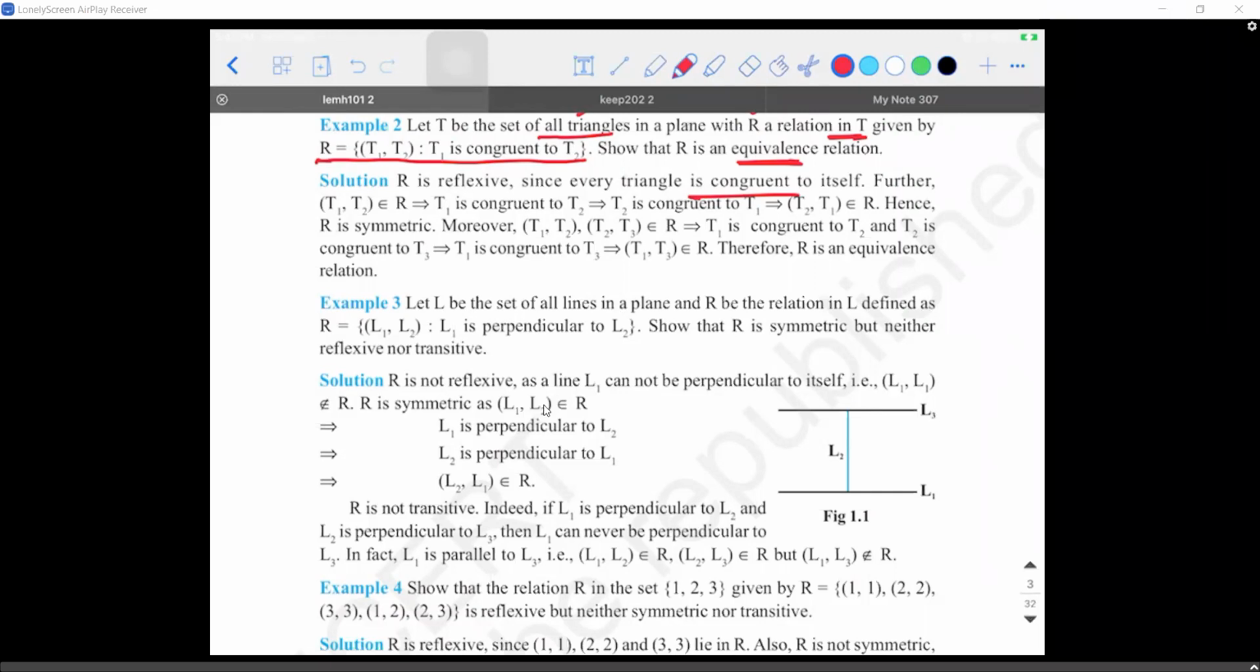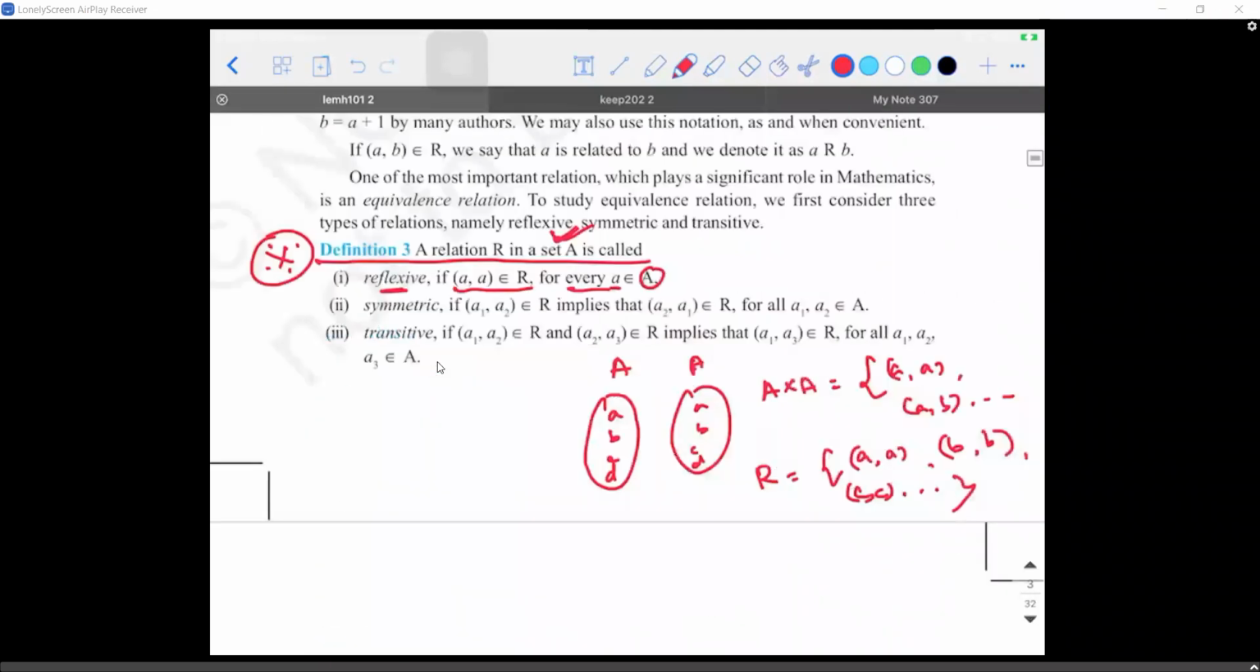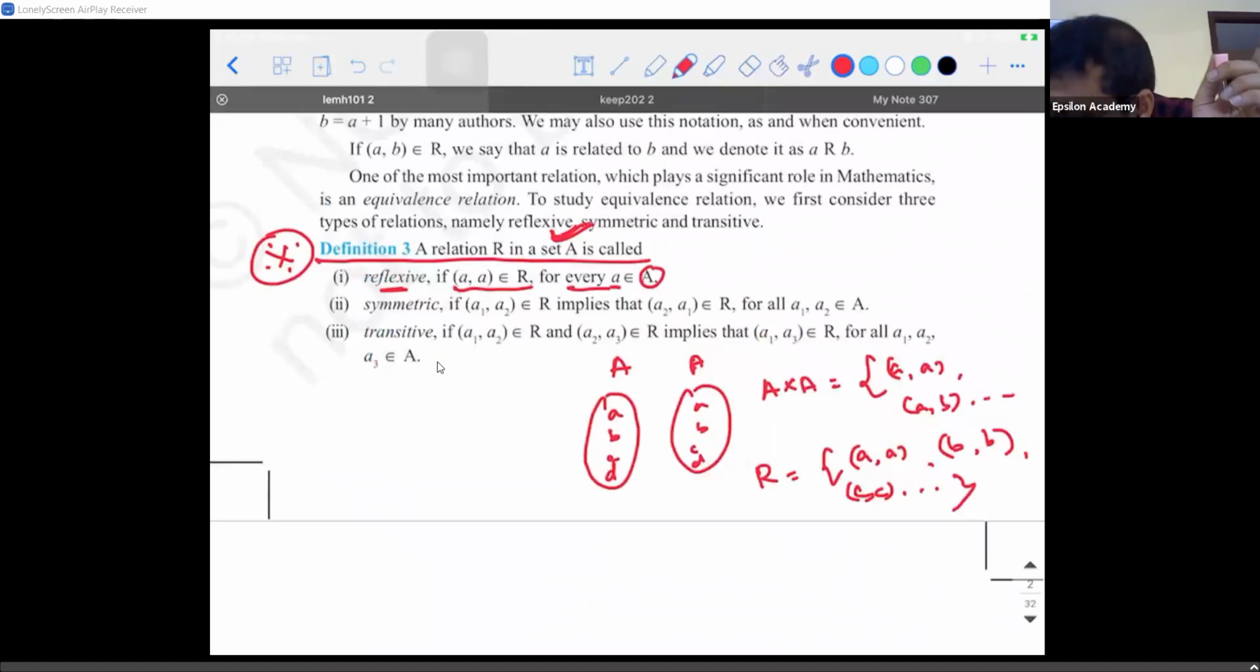Rohan, are you able to understand? See, this is a very tricky point. If you're not clear, I'll repeat it. Understood, sir. Every relation is defined only from one set.